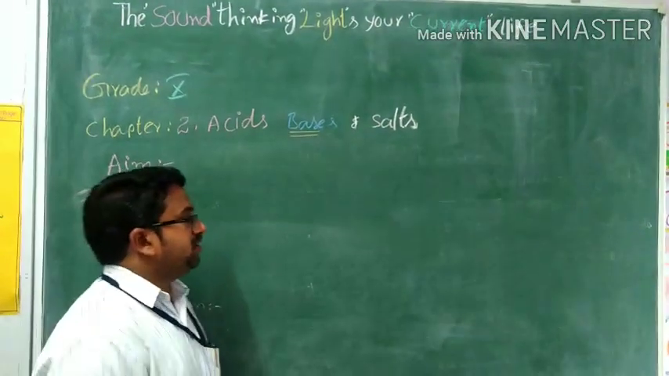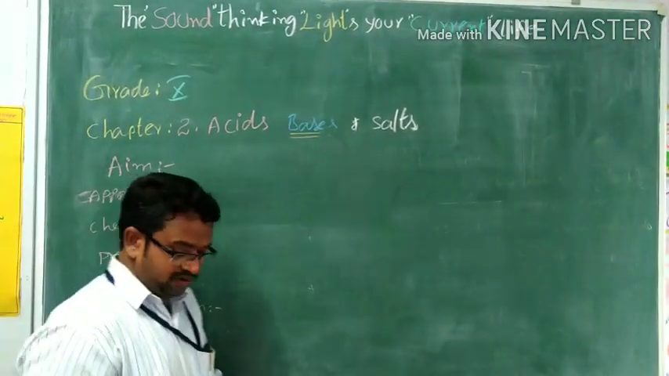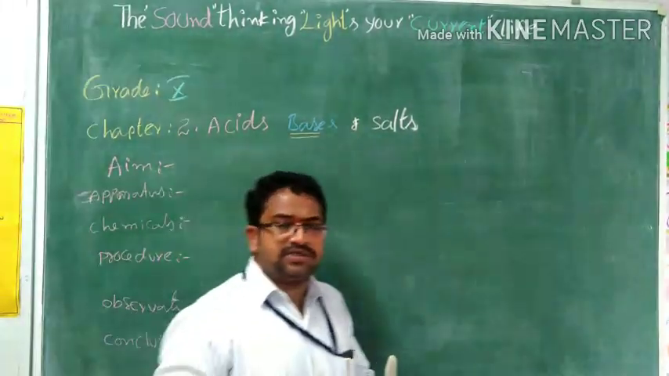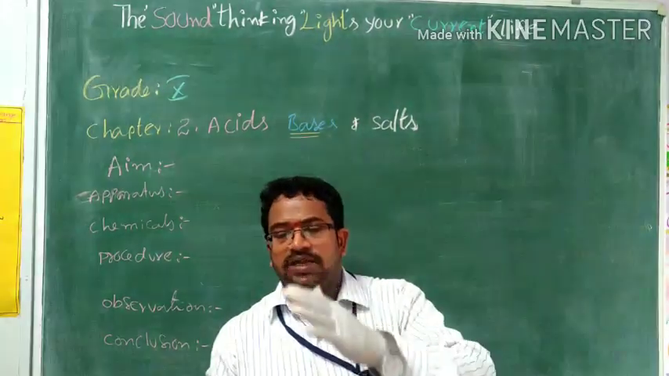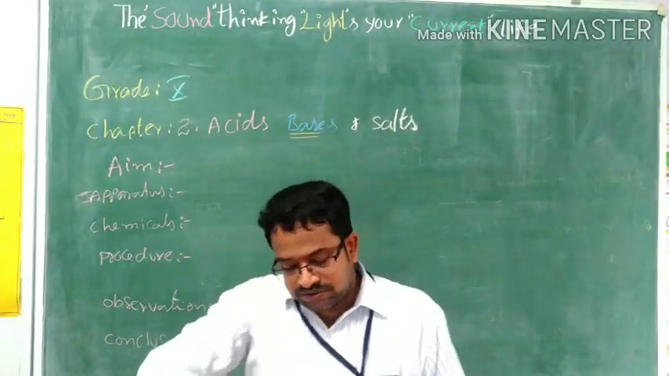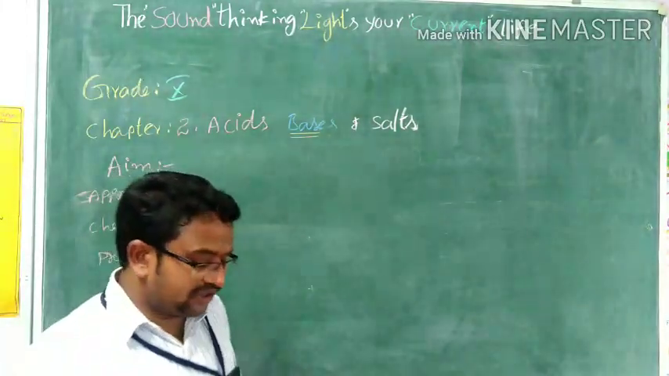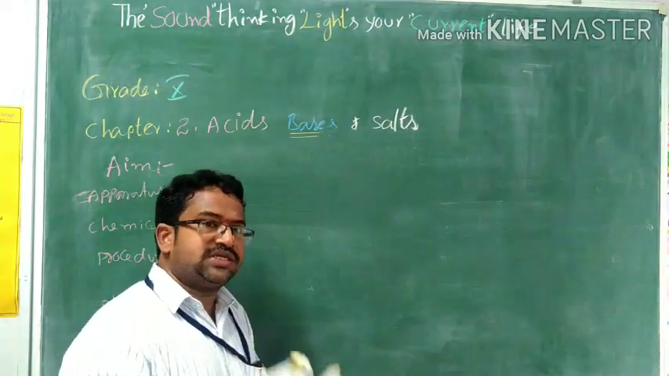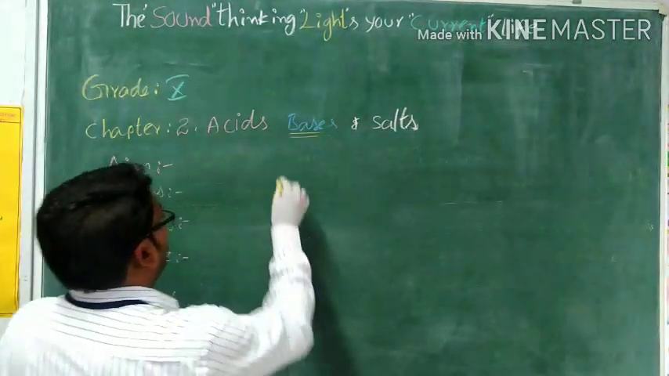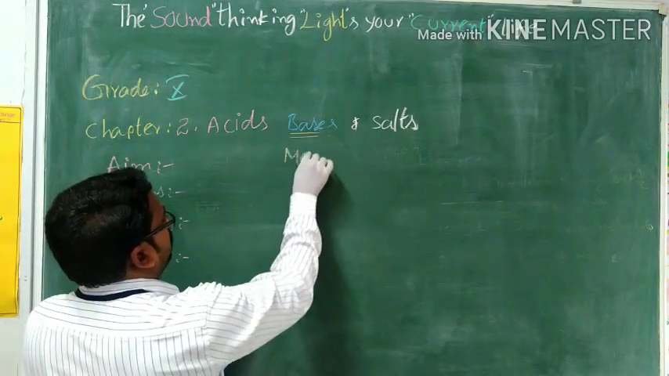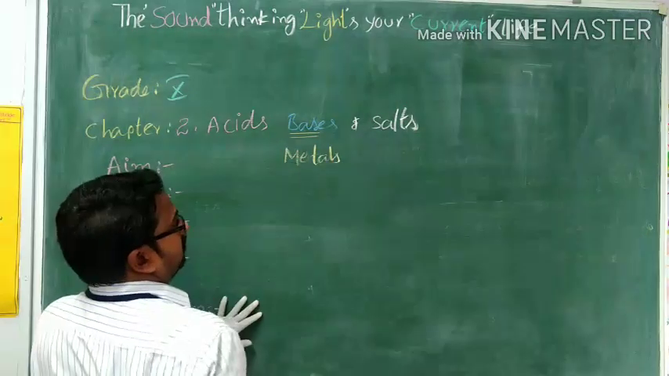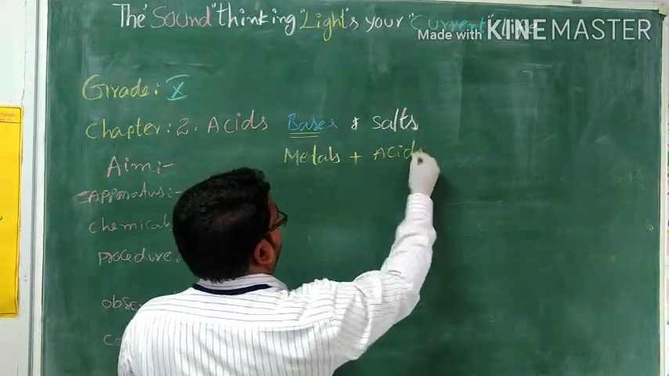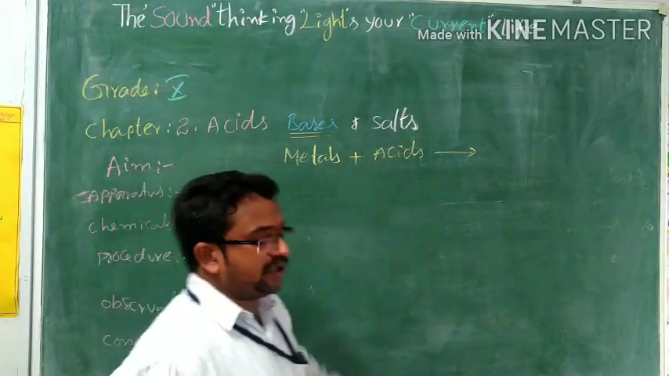Okay, children. The very important activity in this chapter is about what happens when metals react with acids. First you should know the general equation. If you know the general equation, whatever the examples, you can easily insert them if you know the basics. What happens when metals react with acids?